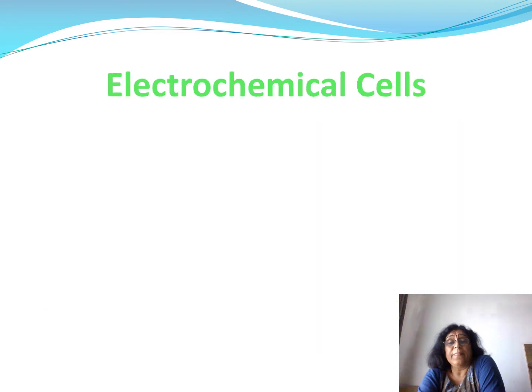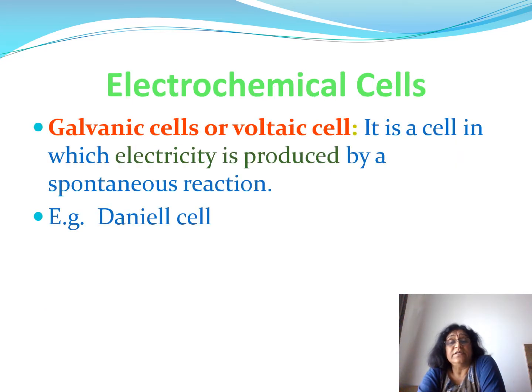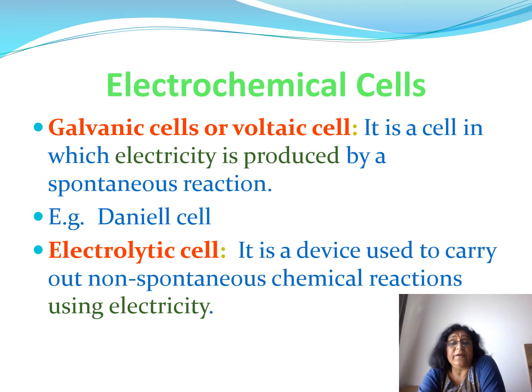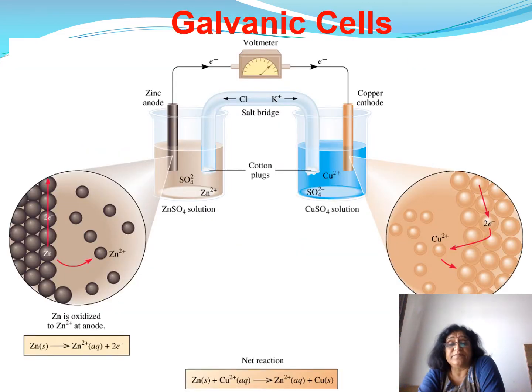So electrochemical cells. There are two types of electrochemical cells. One is the galvanic cell. It is a cell in which electricity is produced by a spontaneous reaction, for example the Daniell cell. While electrolytic cells are devices to carry out non-spontaneous chemical reactions using electricity. So you have to give electricity from outside, then only the non-spontaneous chemical reactions take place.